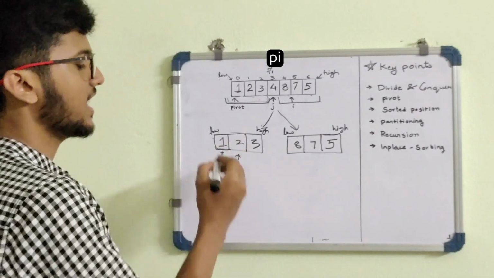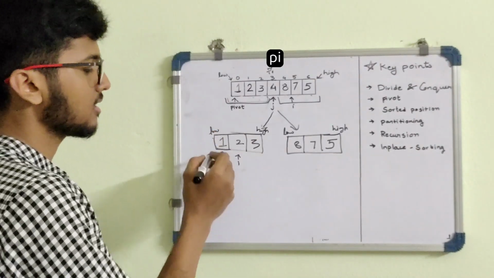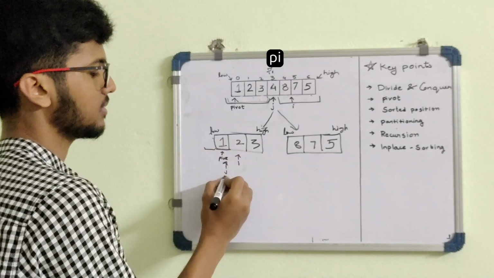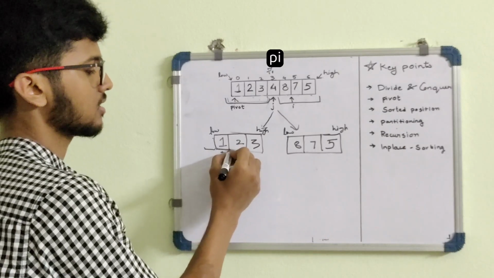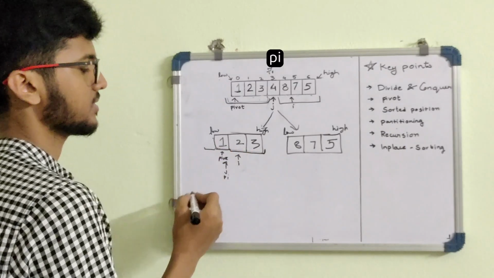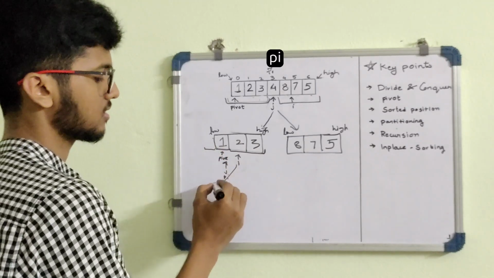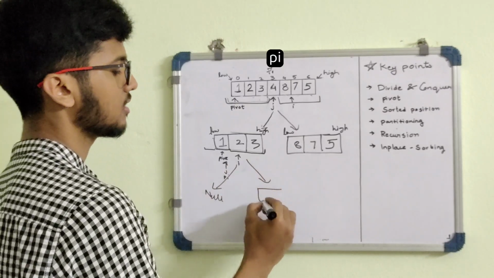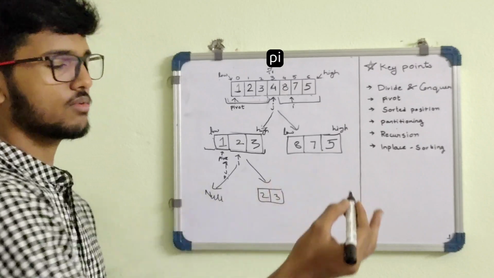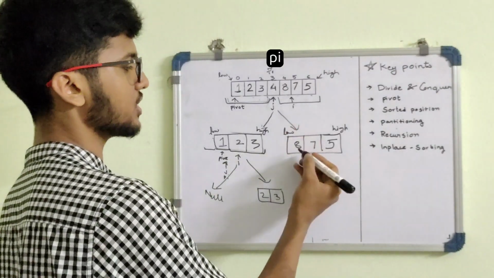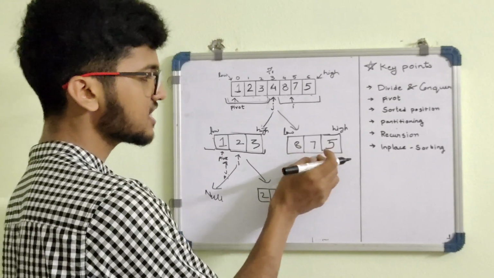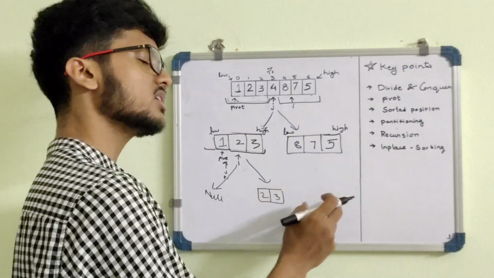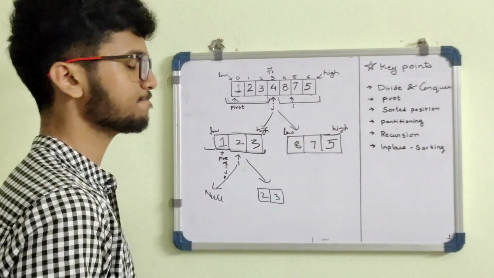So again partition this array. This is the partition index pi, that is the 0th index. The left part of the partition index has nothing, so it is null, and the right part has 2 and 3. Similarly we perform the same operation on this other partition. Again this partition will be divided into smaller partitions and the same operation will be performed on the smaller partitions.